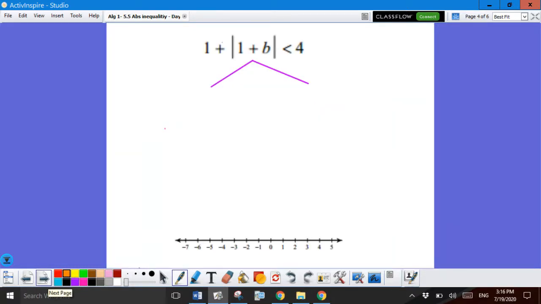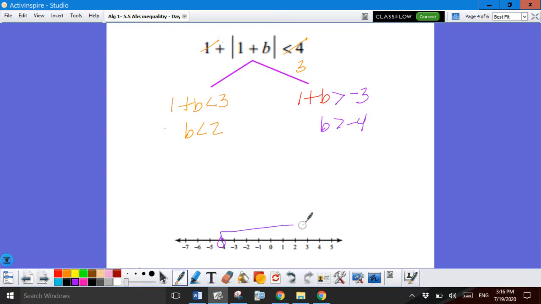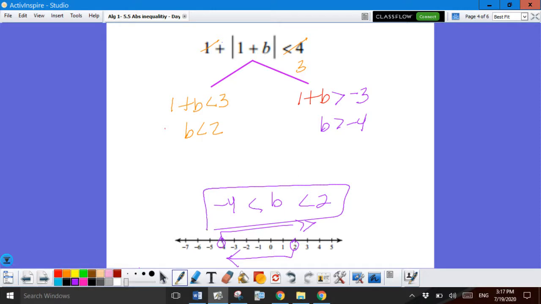All right, now is this one ready to split? You're right, it is not. I have to move that 1. So if I move that 1, it's a 3. So 1 plus b is less than 3, so b would be less than 2. Now the second one, remember there's two things. I have to flip the sign and I have to make it negative. So b would be greater than negative 4. So greater than negative 4, less than 2. Again, that's an and. So negative 4, 2, and they're both pointing to the left.